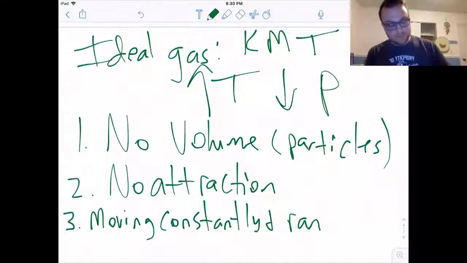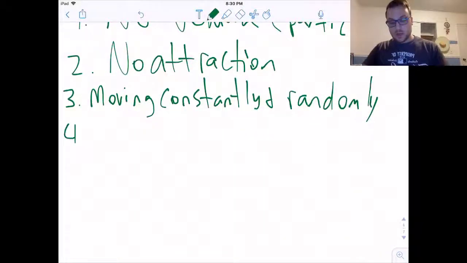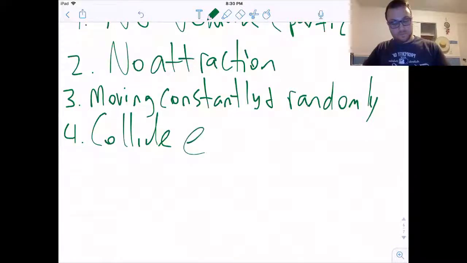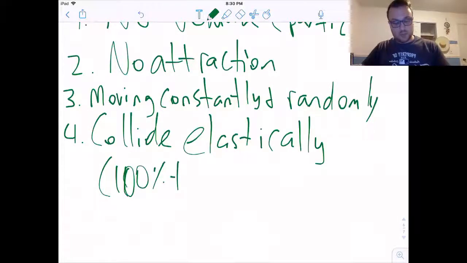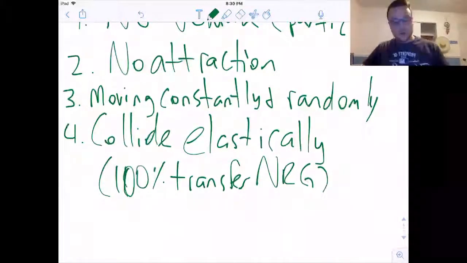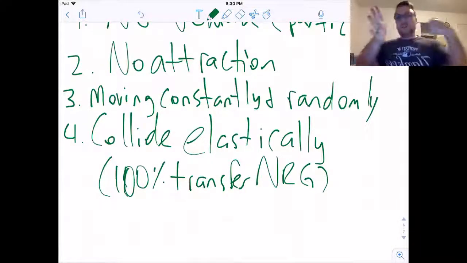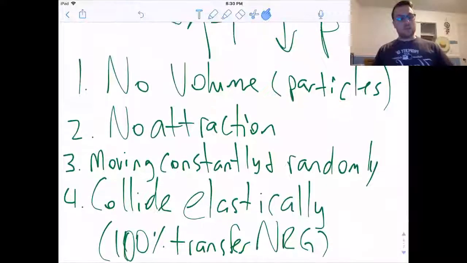They collide, what we say, elastically. I think that's just spelled elastically. Which means they 100% transfer energy when they collide with each other, or when they collide with the walls of the container. Yeah. So this is for ideal gases, not real gases. So no volume, no attraction for each other. They're moving randomly. They're moving constantly. They collide elastically. And this is kind of a subset of 2, but since they don't attract each other, straight lines.